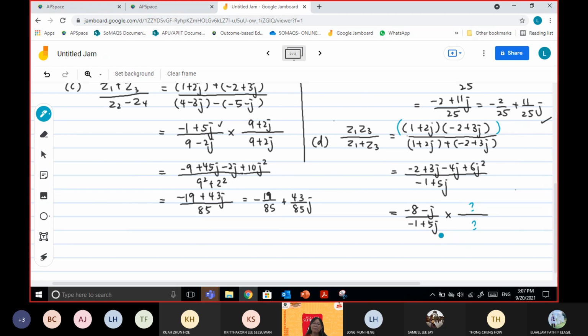Okay, then what happened to... Man Heng gave me 1 minus 5j. You inverse the sign here, which is correct. Then why did you inverse this sign?